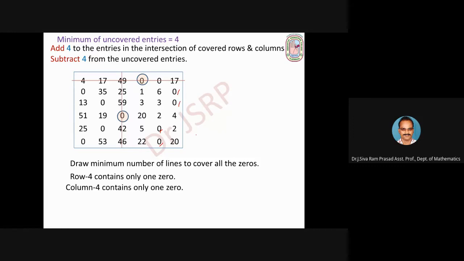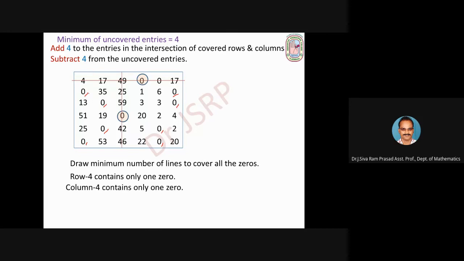Okay. So after verifying columns, still there are zeros not covered by lines. Then go for rows. Already first row is fixed. You need not verify first row. Okay. So second row, 2 zeros, more than 1 zero. Skip second row. Third row, 2 zeros, more than 1 zero. Fourth row, no zero. Fifth row, 2 zeros. And sixth row, 2 zeros. So every row has 2 zeros, that is more than 1 zero.